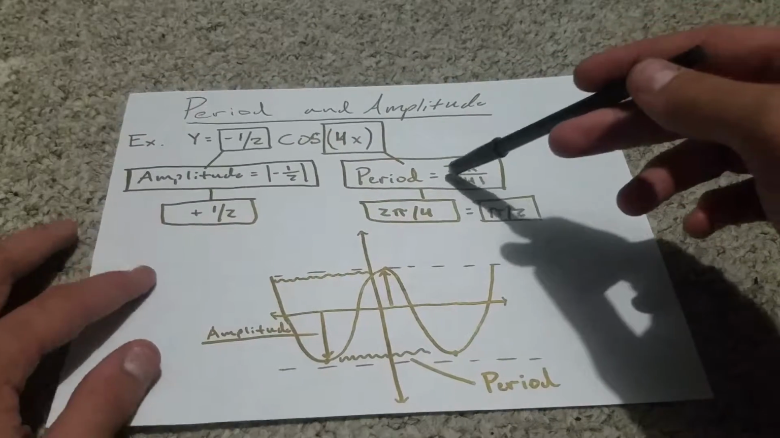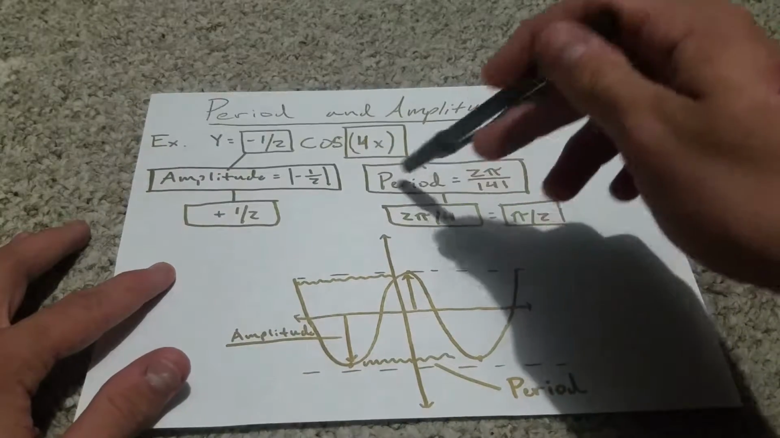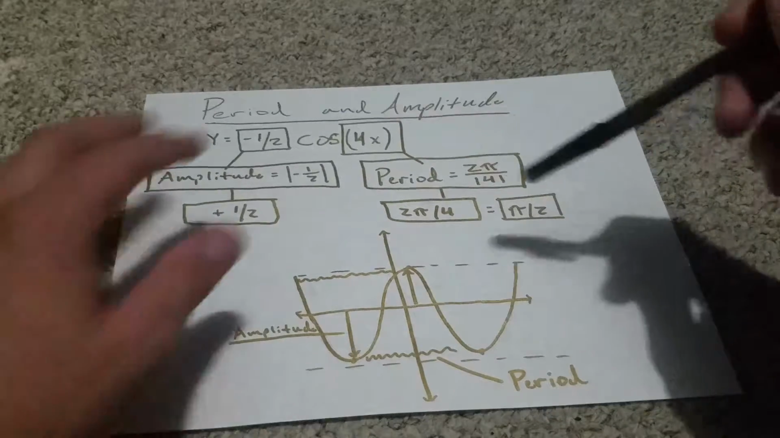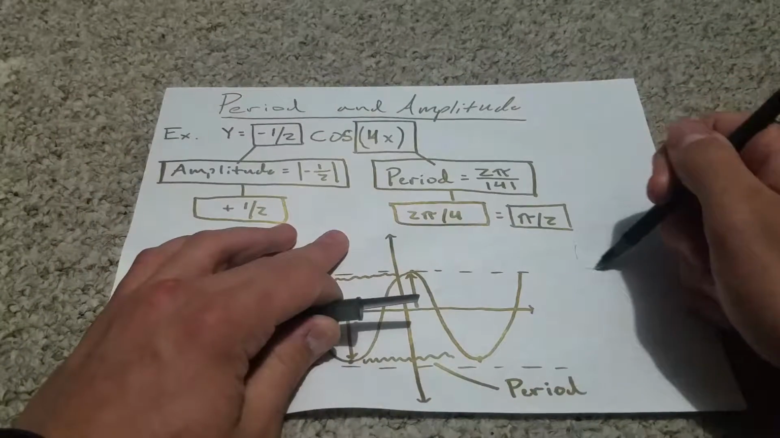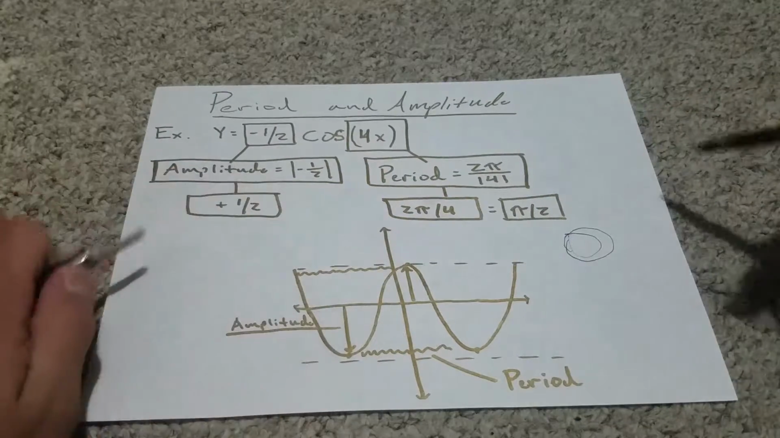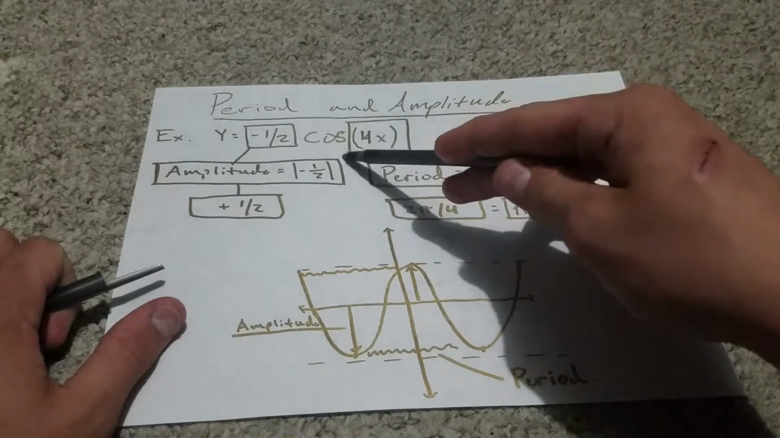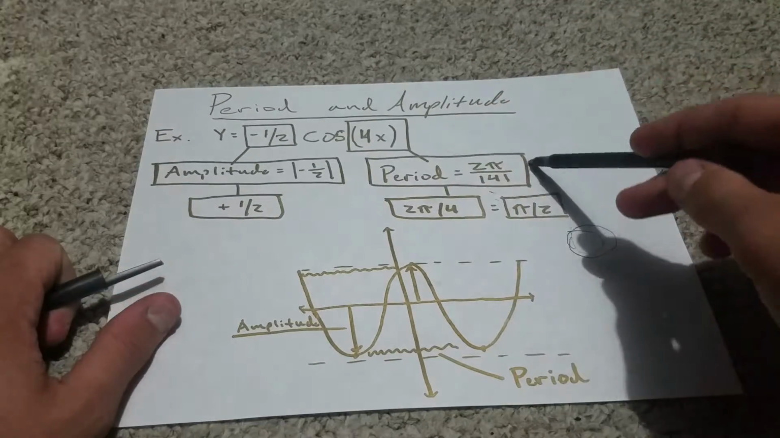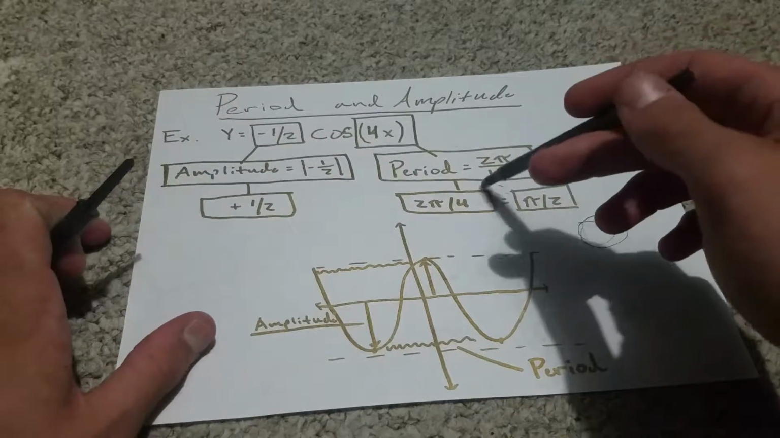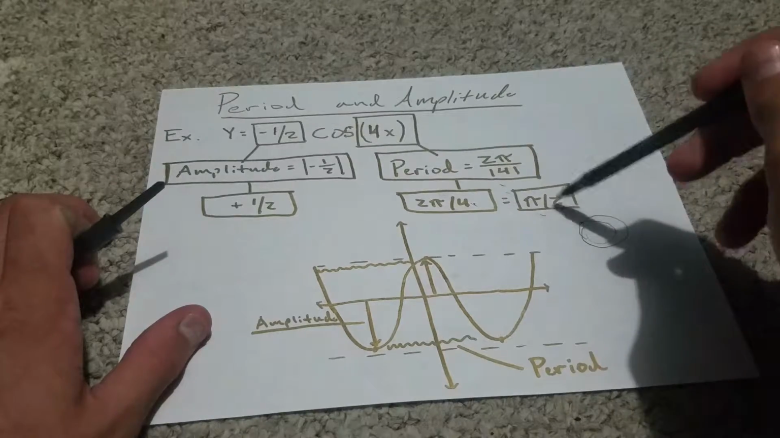And the period is the opposite, like the 4x. Your period is going to be 2 pi, so one full rotation around, say if you had a circle, it would be one full rotation all the way around. So 2 pi over the absolute value of 4. We're just going to take the 4, and that's just 4, it's not negative or anything, so we don't have to get rid of it. So 2 pi over 4 will be your period, and that simplifies into pi over 2.